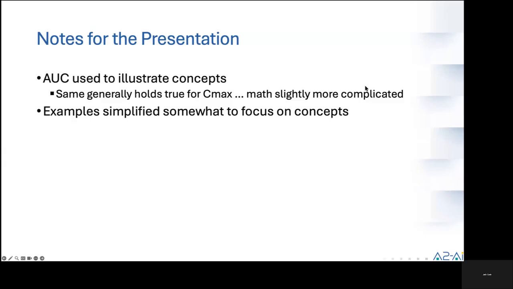Now, a couple of notes for the presentation. Most of the time I've used AUC to illustrate concepts. Everything generally holds true for Cmax. It's just that the math might be slightly more complicated when using a covariate. And I've simplified the example somewhat just to focus on concepts.